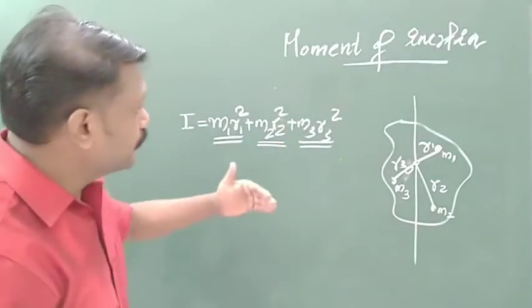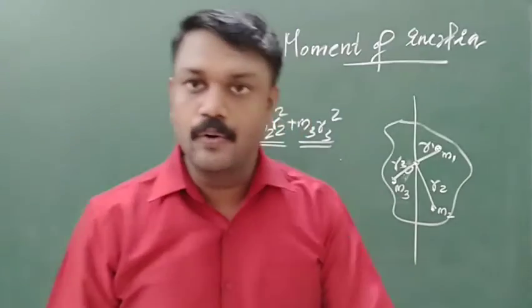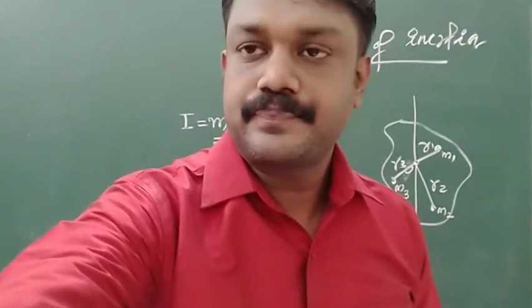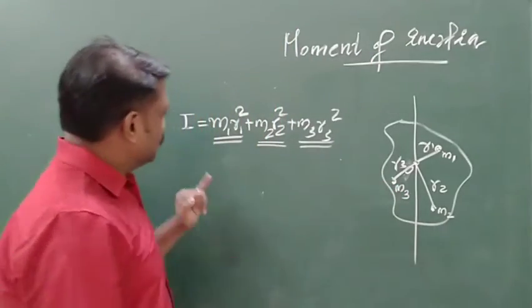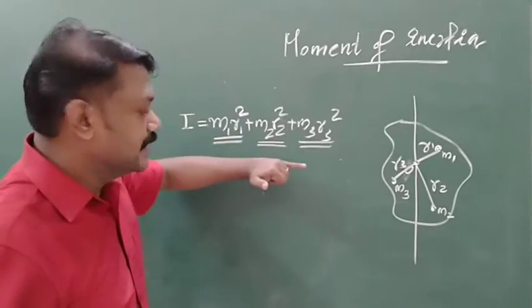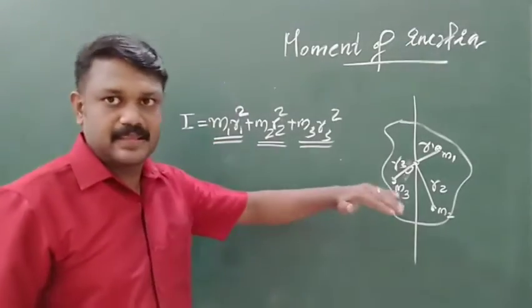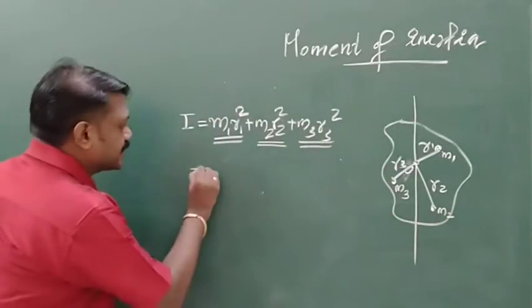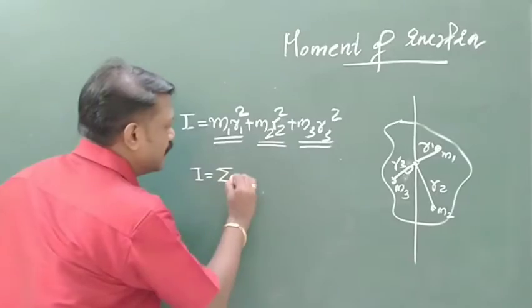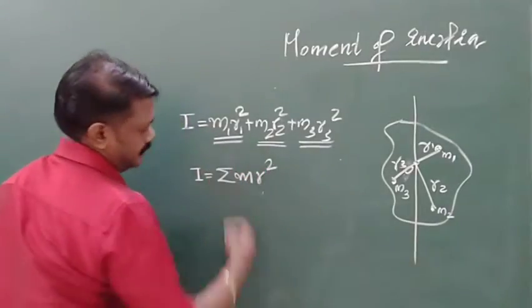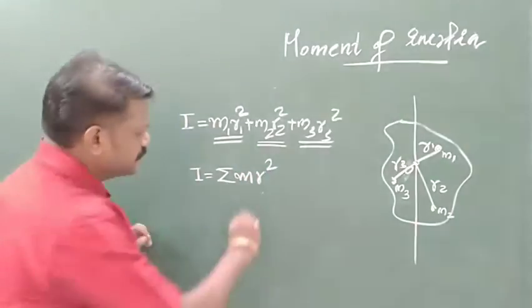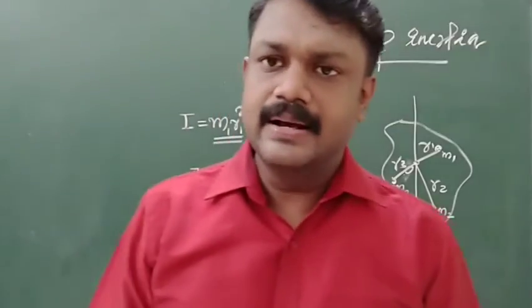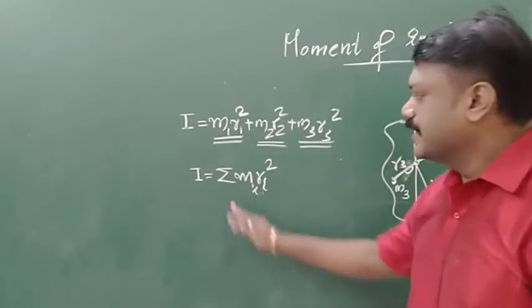So the total moment of inertia of the system is the sum of the moments of inertia of the individual particles that constitute that system. In general, you can write it as I is equal to sigma m r square, or sigma m i r i square. That is the moment of inertia of a rigid body.